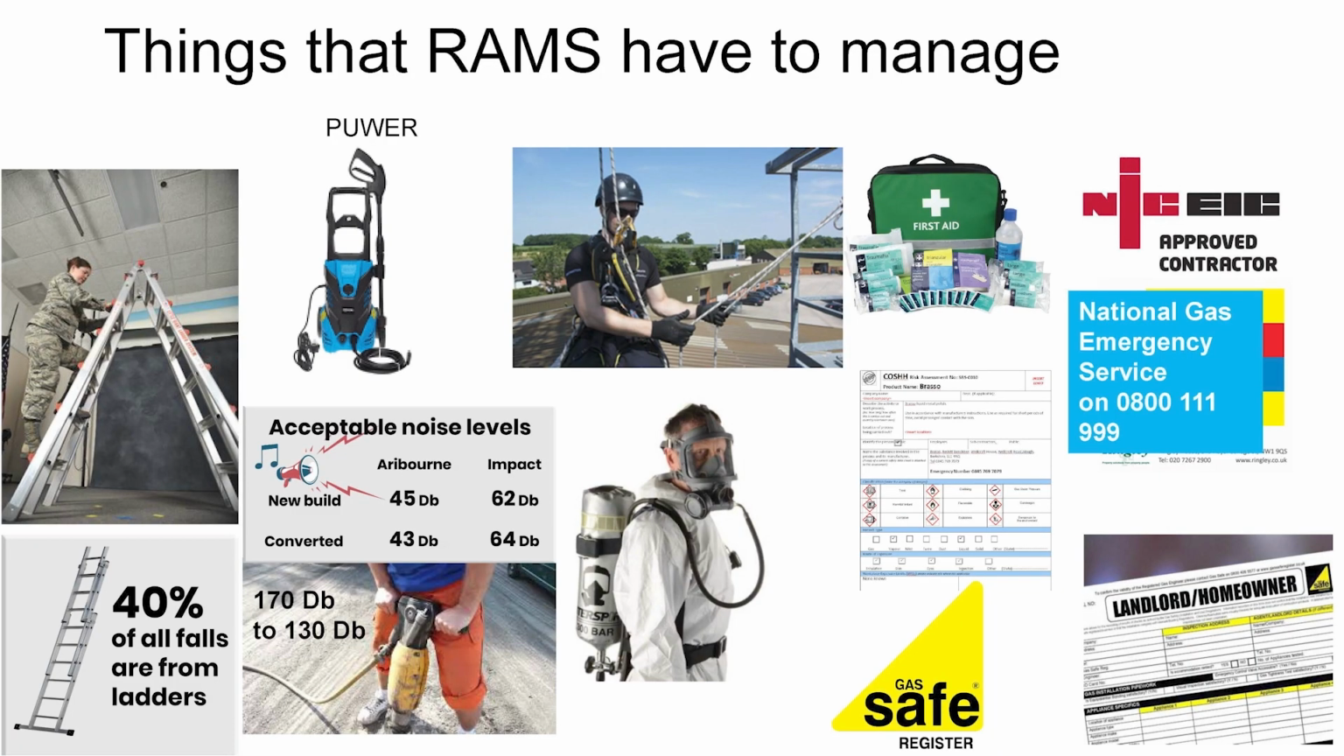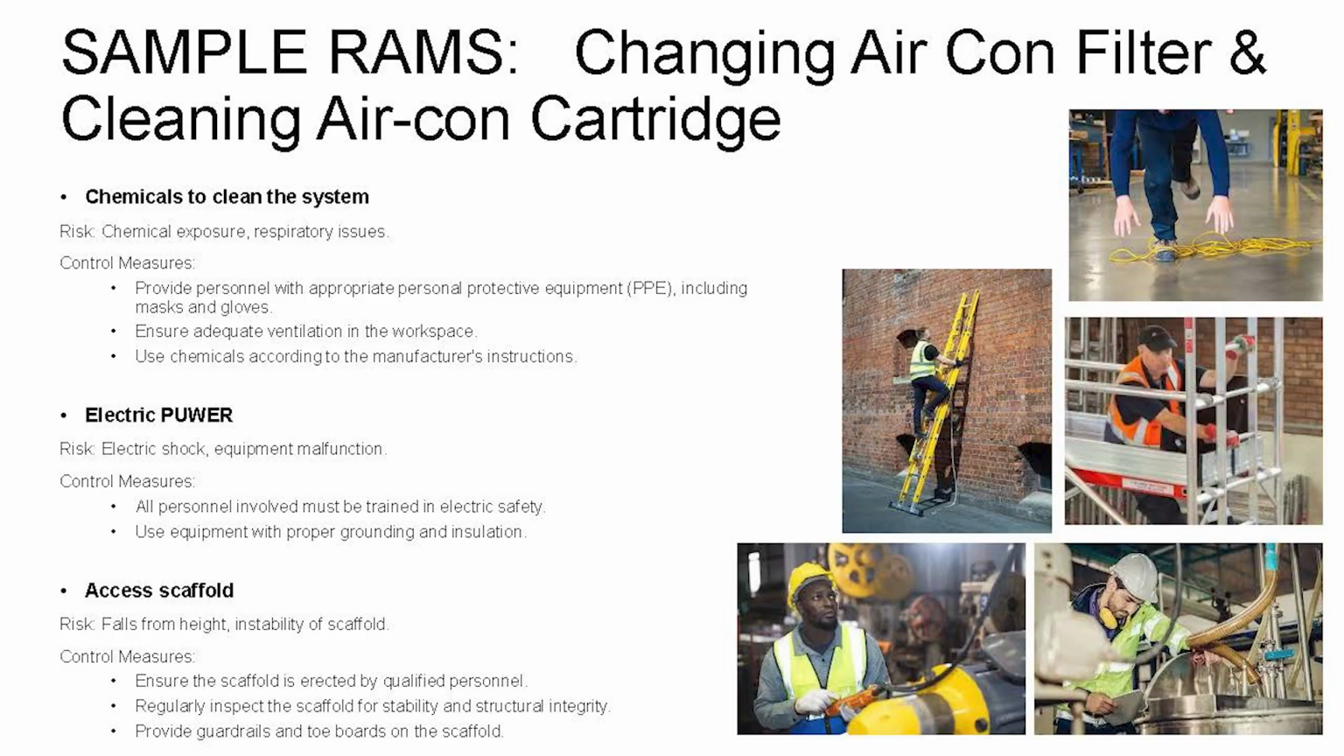And then this is just a few things to think about that RAMS manage. So you've got ladders, safety harnesses in terms of heights, gas, electricity. And then this is just an example that we thought of to do with RAMS. So just changing an aircon filter, changing our aircon cartridge, some things that you might need to think about. So chemicals in the system, exposure, how you mitigate them through PPE. Same with electric, scaffolding. It's just an example for you to think through.